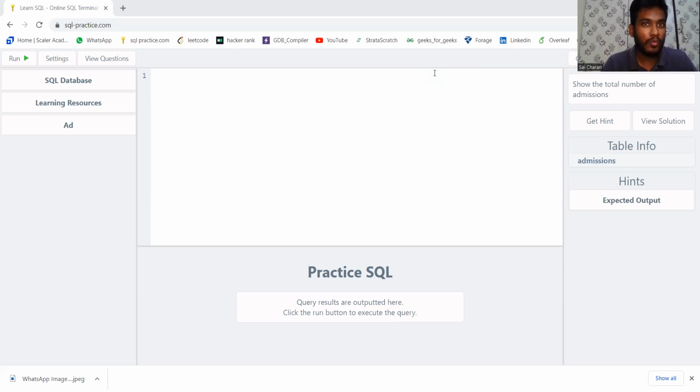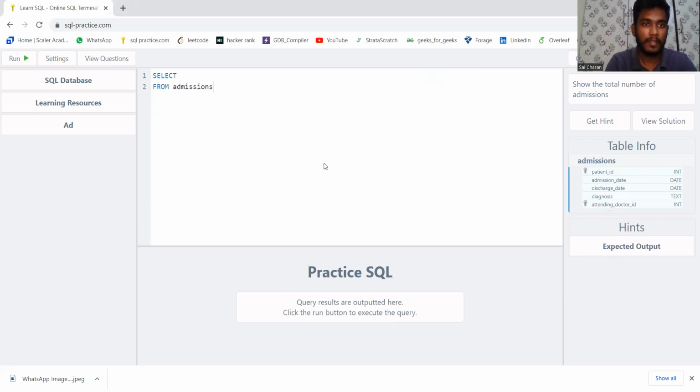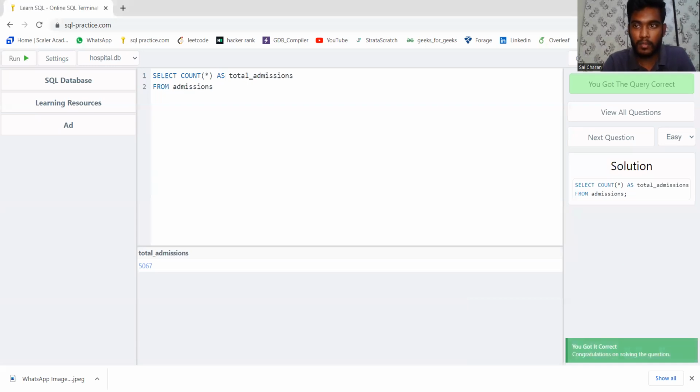Today we will be discussing two problems which are very easy. So, show the total number of admissions. They have given us an admission table, so we need to get the total number of admissions. So simple, select from admission table, count of star. Total admissions. Yeah, correct answer. So let's move on to the next question.